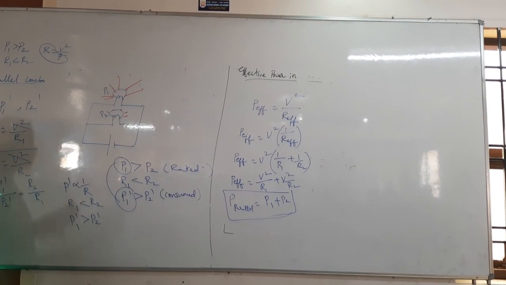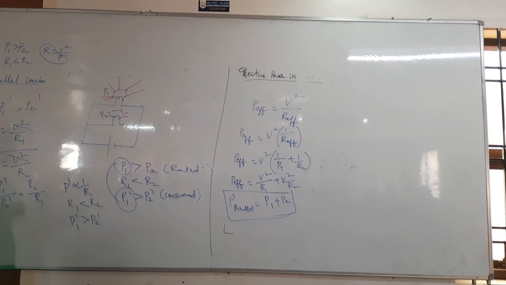Like this. Clear? They will ask questions like that directly. They will give two bulbs and the connection, and you have to find out which one will glow more as compared to the other. Clear? Copy everything.